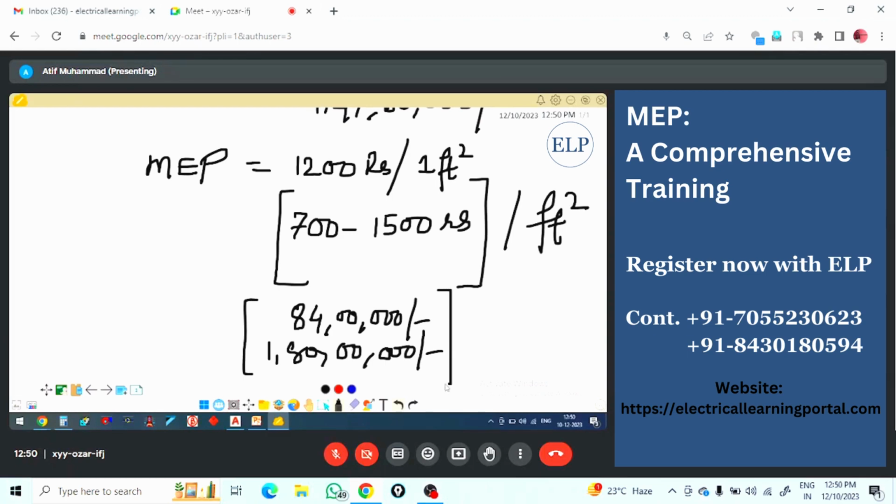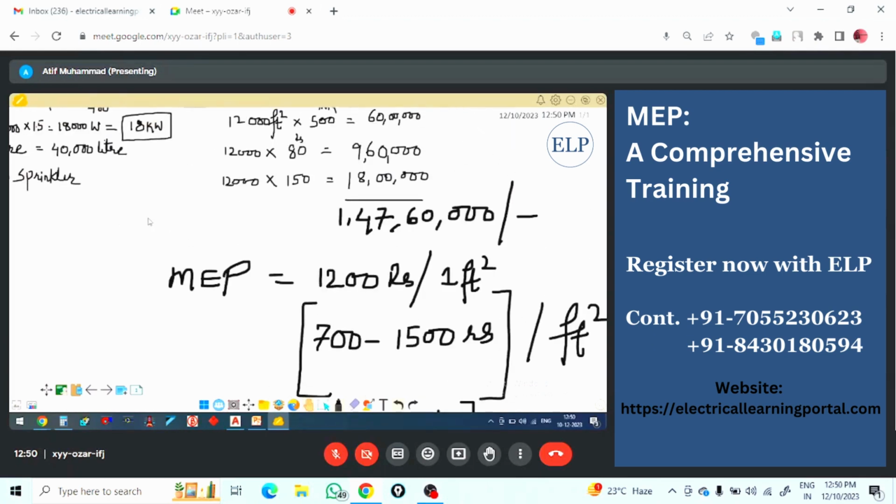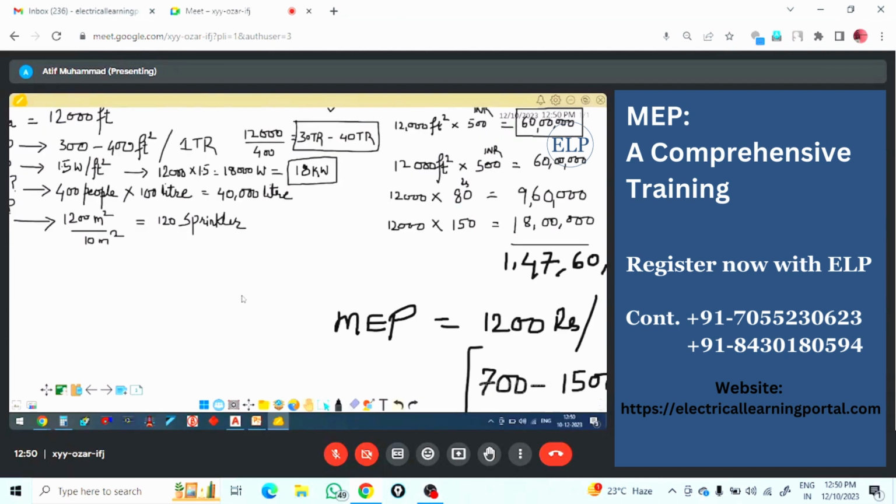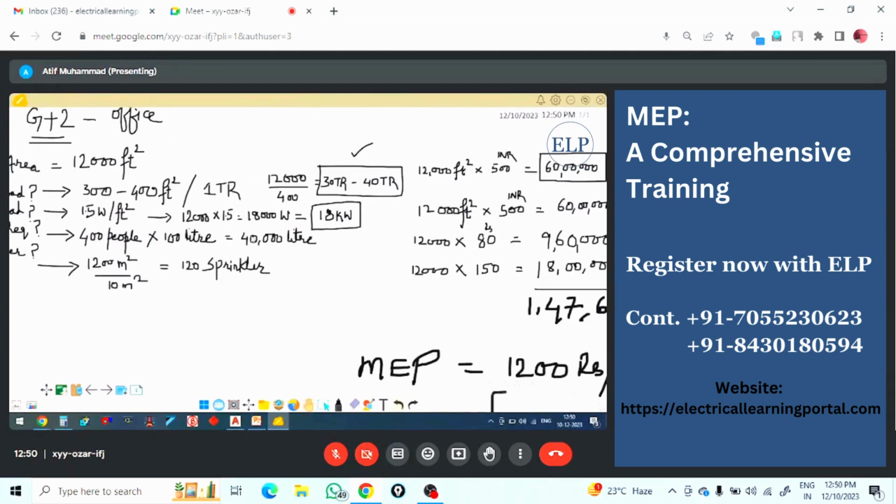So I have just given you a very basic range here. Again I will tell you that depending upon project requirements, the type of building and the type of equipment, your rate will change. But this is the approximate you can give here.